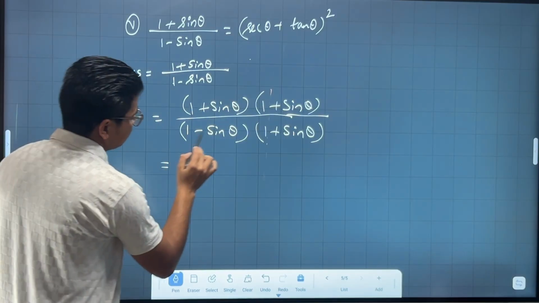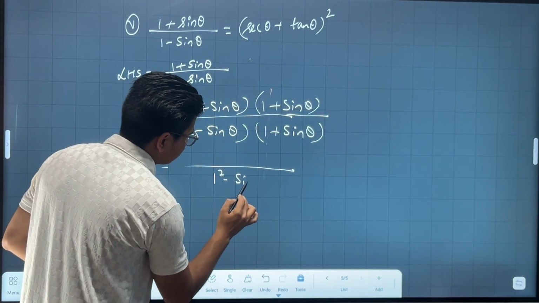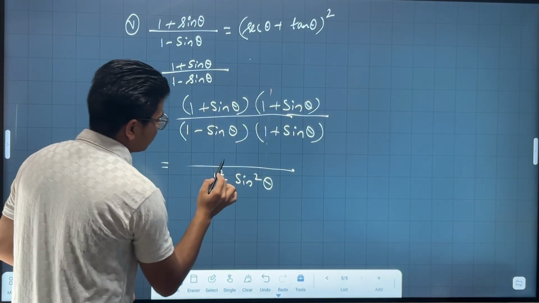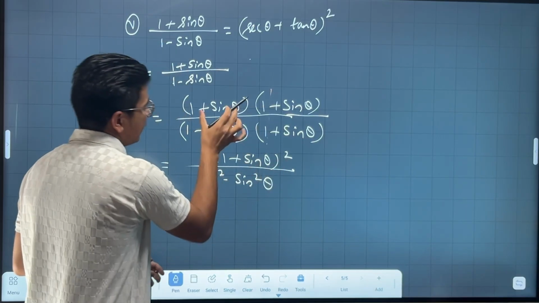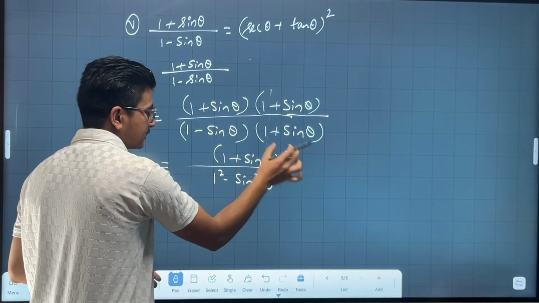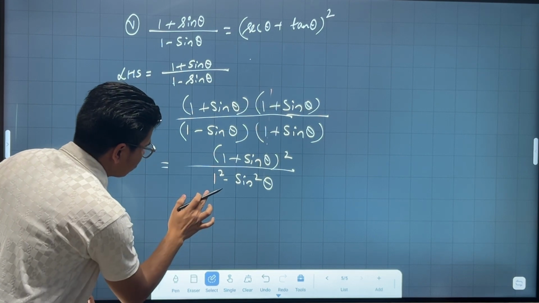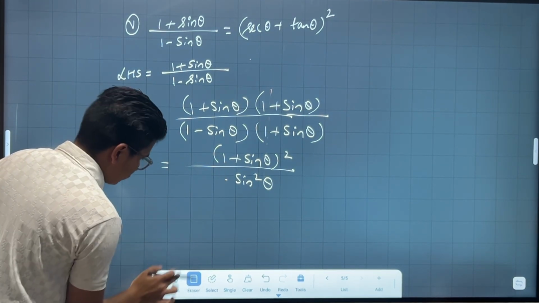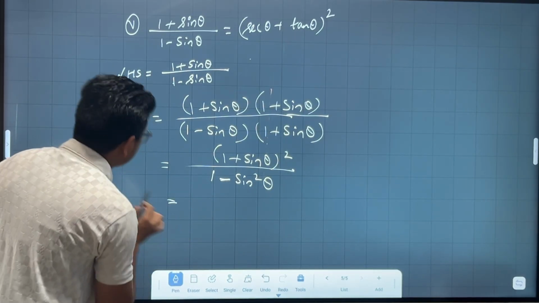So a plus b into a minus b, this will become a square minus b square, correct? And here we have 1 plus sine theta into 1 plus sine theta, which will be 1 plus sine theta whole square. X into x equal to x square, right? Then 1 square will be 1, right? So in place of 1 square, let me write 1. 1 minus sine square theta. Do you remember this?